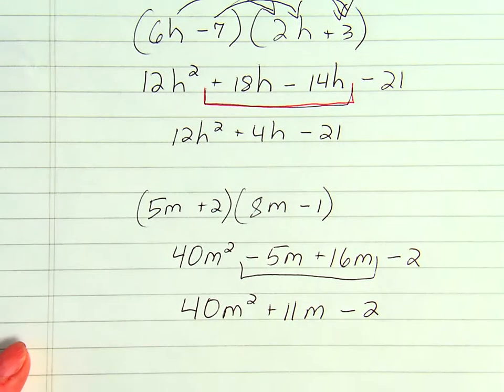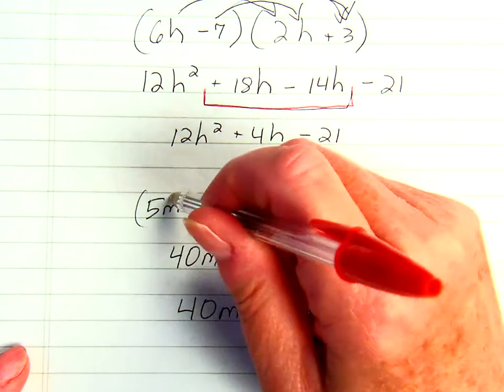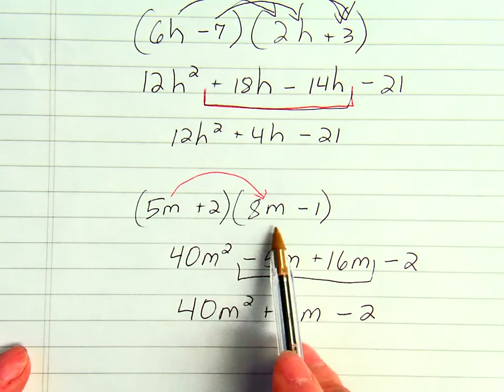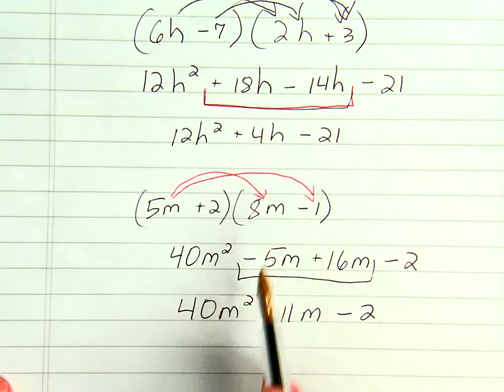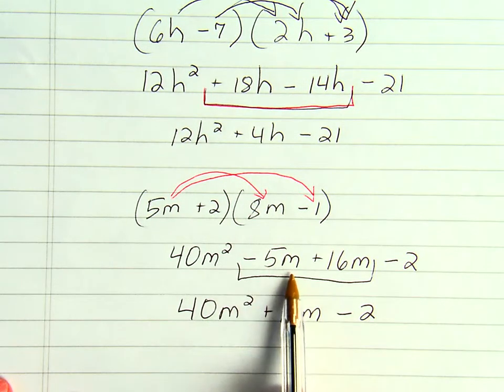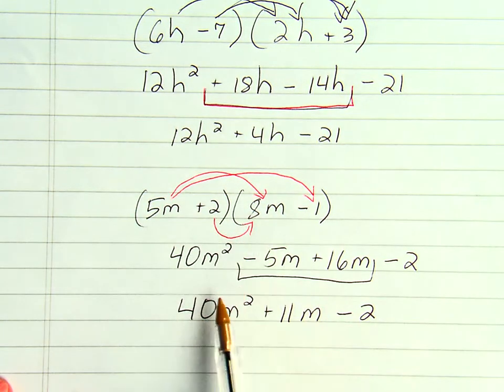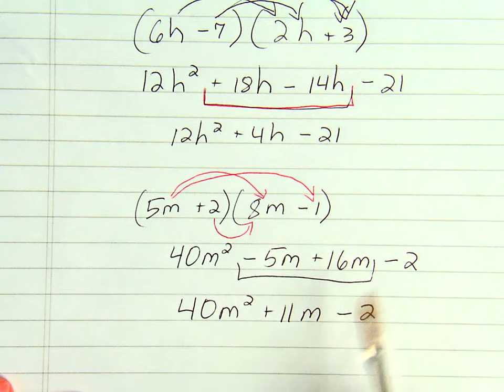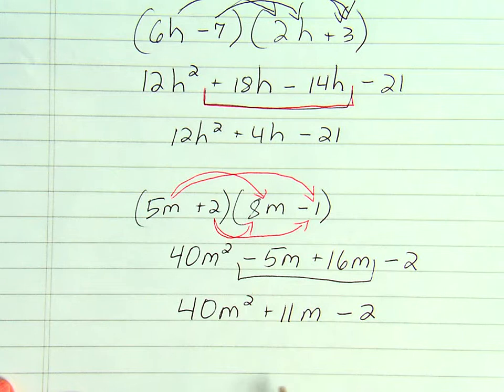Now, without all of the arrows, or I can always arrow it, 5m first to our 8m gives us 40m squared, and then 5m times negative 1 gives us negative 5m. Now we go for our positive 2 to our positive 8m, which is our positive 16m, and positive 2 times a negative 1 gives us negative 2. When we once again combine our like terms, our answer comes out to 40m squared plus 11m minus 2.